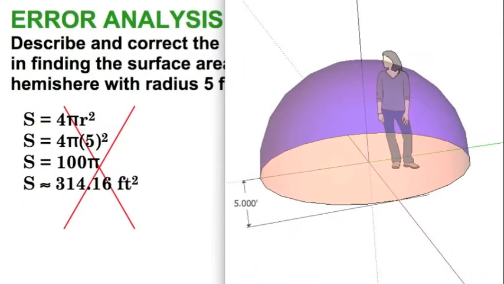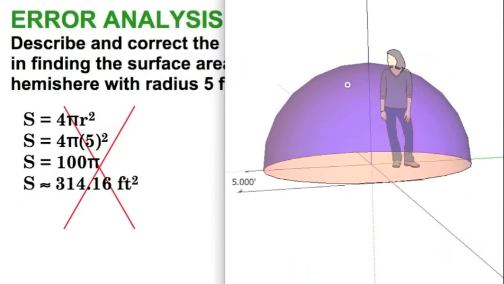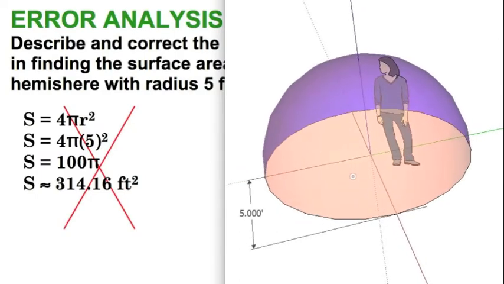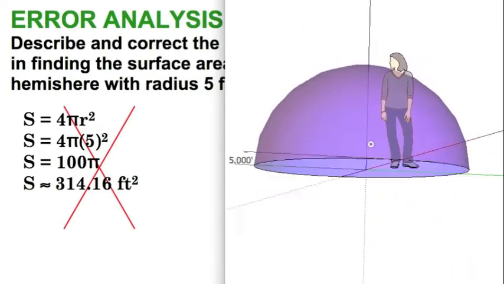Oh, these error analysis problems are great. We've got a hemisphere here. You can see 5 foot, and a young lady standing there.